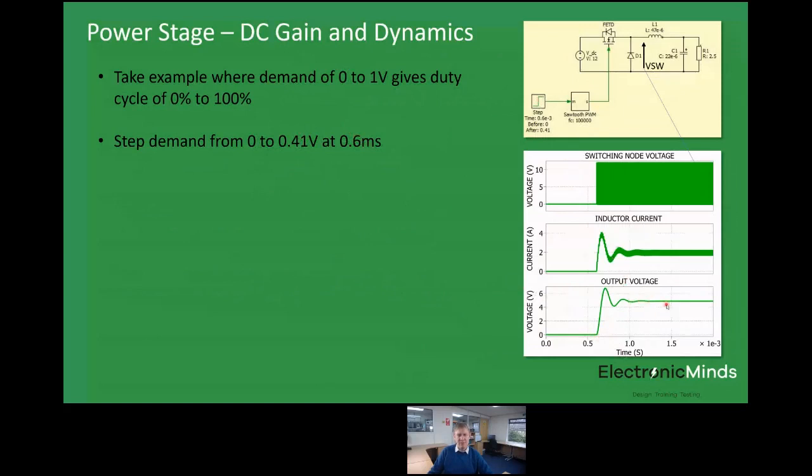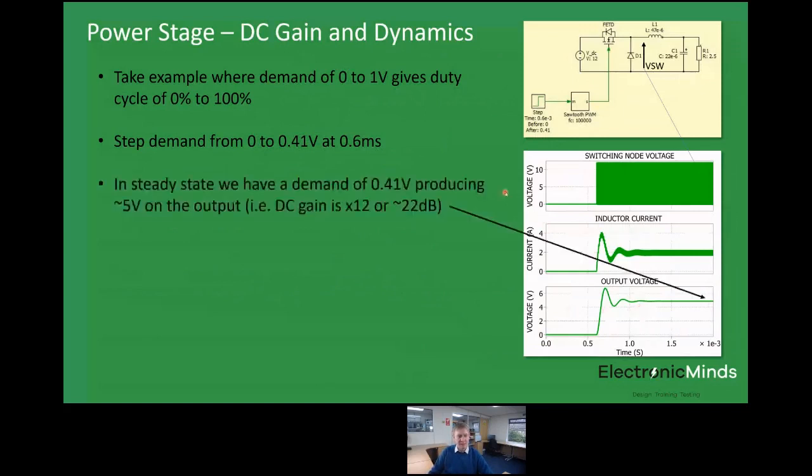And actually, the reason I've chosen an input demand of 0.41 volts here is that it results in a duty cycle which gives us the 5 volts we want on the output of this converter when running from a 12 volt input. So there's a few things to note. Firstly, in steady state, you can see here that we have that demand of 0.41 volts DC going on the input. When everything has settled down, we're producing a steady 5 volts on the output.